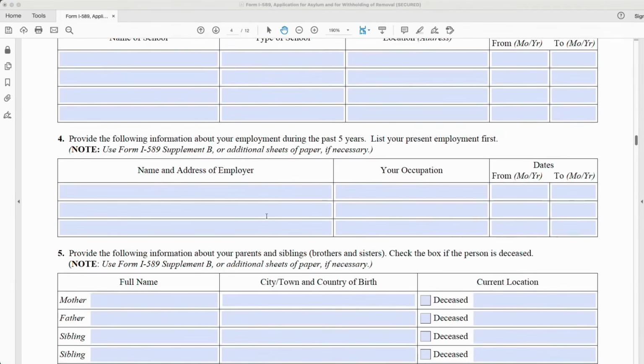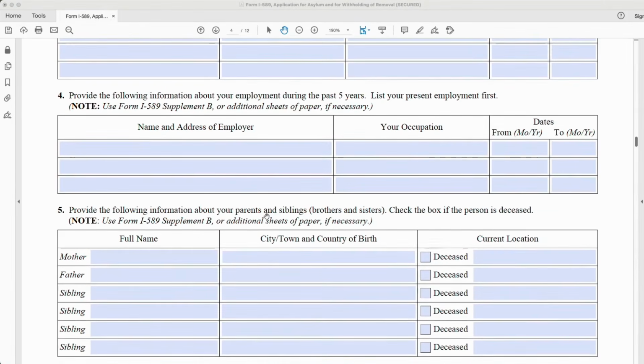Question 4 asks for your employment history over the past 5 years. Provide the names and addresses of your employers, the type of work you did, and the dates that you worked there. Include employment you have had in both the United States and in other countries.